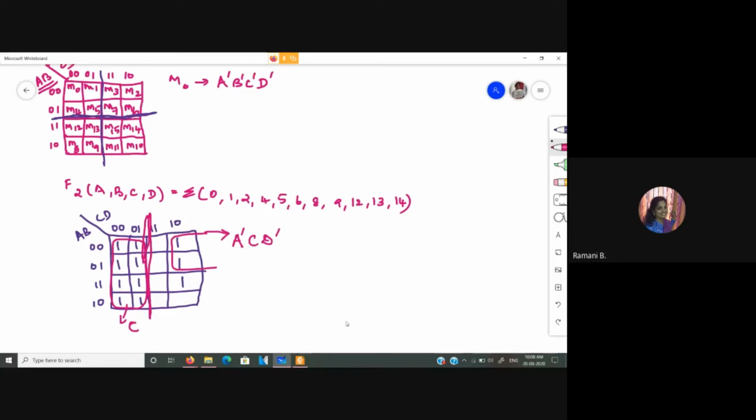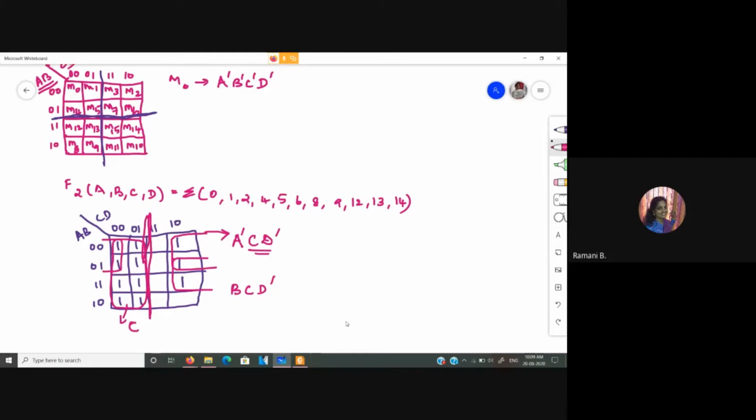This is having 3 literals. Similarly, if I take this one alone, it will give me 4 literals, so I will always go for overlap. So this is going to give me B, C, D bar. Now, with the mirror image or folding, you can actually take these ones also with it and you can further minimize the expression.